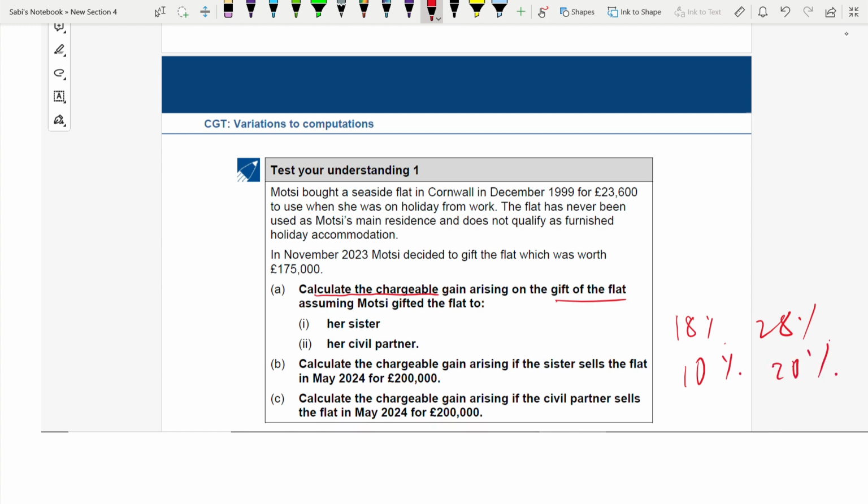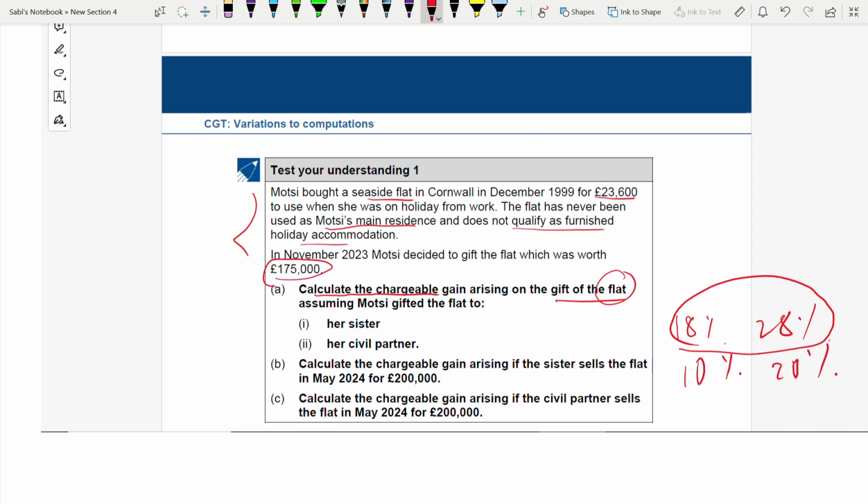So this is a flat. Tell me whether it's residential or commercial. We have to read whether it is her own personal flat or any other. So she has bought a seaside flat in Cornwall for 23,600, to use when she was on holiday from work. The flat has never been used as Motsi's main residence and does not qualify as furnished holiday accommodation. So it is not for commercial reasons, nor is it the main residence. That means PRR relief will also not be there. So this is residential. That means it will be 18 or 28%. And she decided to give the flat, which was worth 175,000.